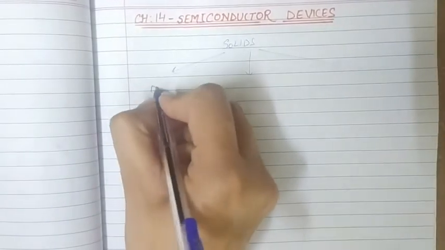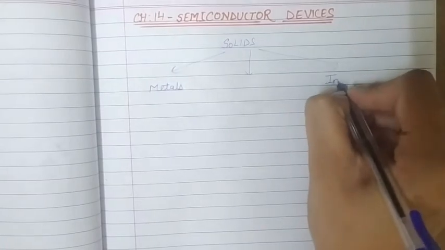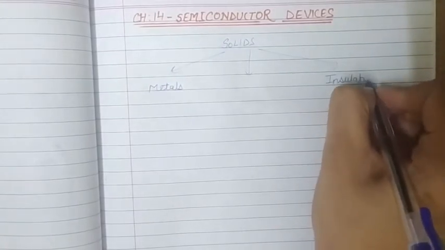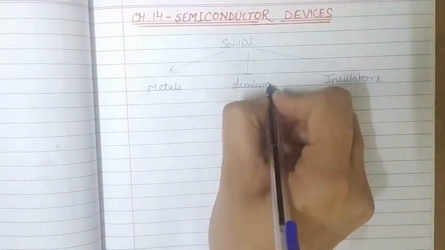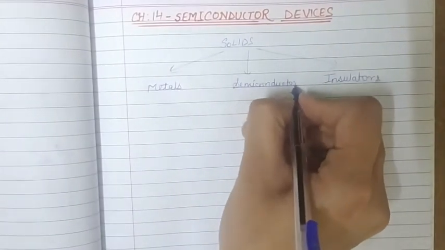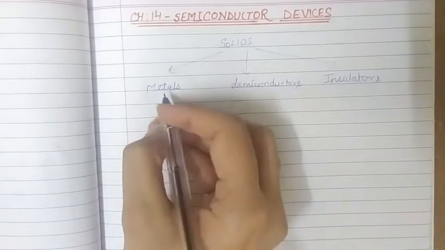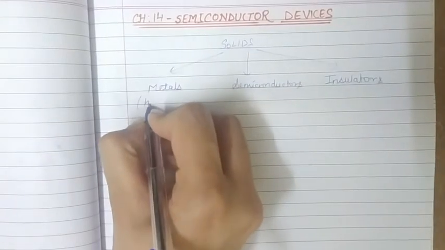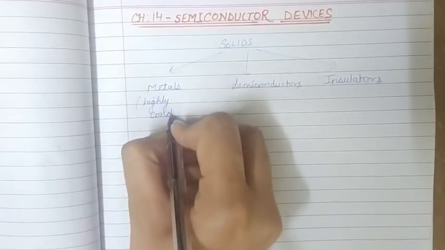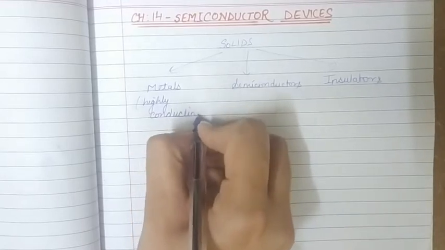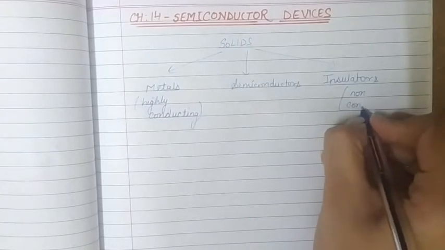These categories are metals, insulators, and semiconductors. And this classification is actually based on the conductivity of these solids. For example, these metals are highly conducting, insulators are non-conducting.